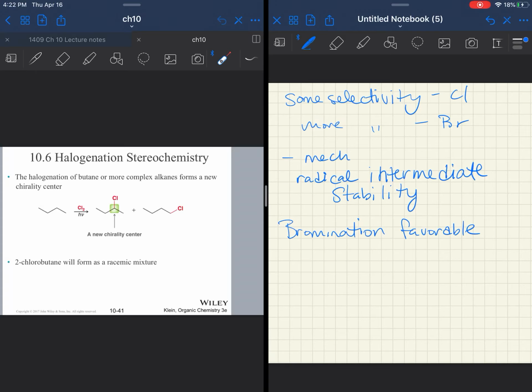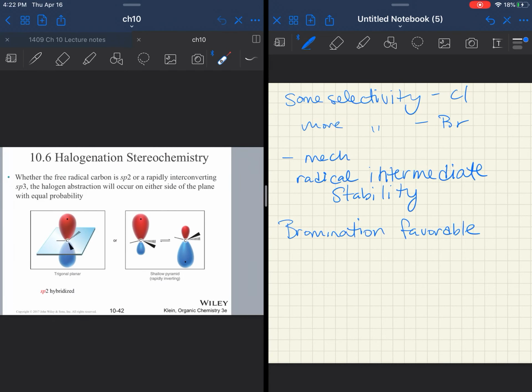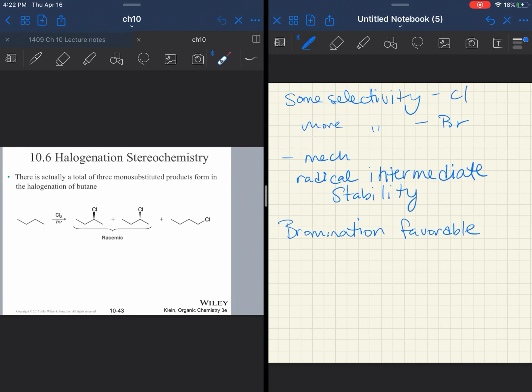We won't worry really with stereochemistry because if you make a new chiral center, you're going to make both R and S, and it has to do with the shape of that radical intermediate. It's not quite a carbocation, but it's not going to be hindered like a carbanion would be, right? It's kind of flat-ish, so you can react on either side.